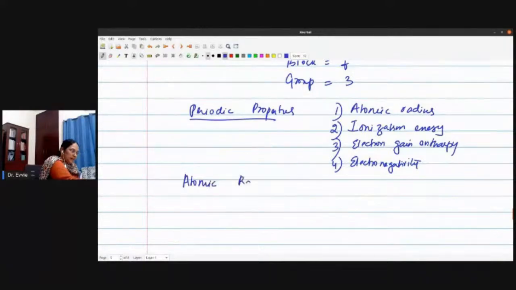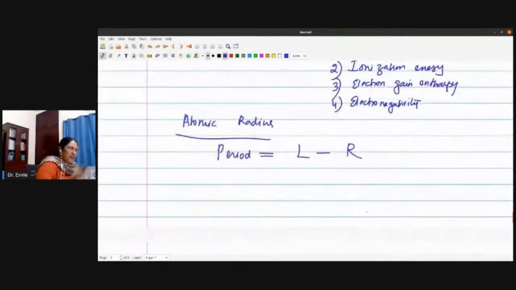Atomic radius. So what is that you studied in 10th standard? I'll just tell you, across the period, that is from left to right, and down the group, that is top to bottom.